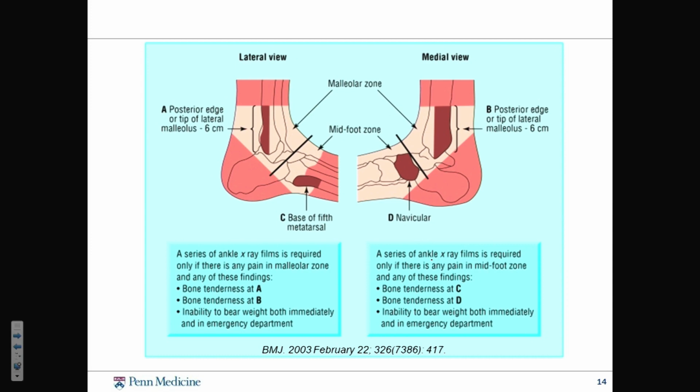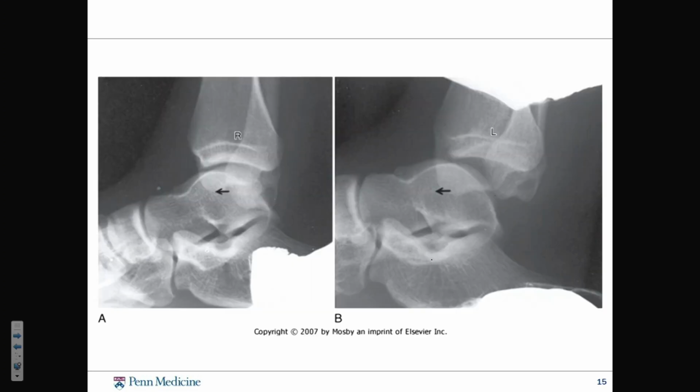This is the Ottawa rules that kind of tells you when to take an x-ray. In orthopedics, and certainly in foot and ankle orthopedics, most of the time we're seeing these patients, they're going to get an x-ray because they've already been referred through other folks, but it's always helpful to be aware of the Ottawa rules in terms of when you should get an x-ray in an acute injury.